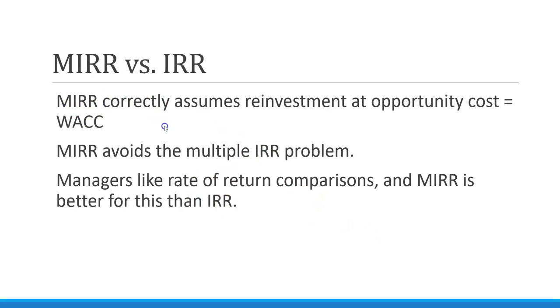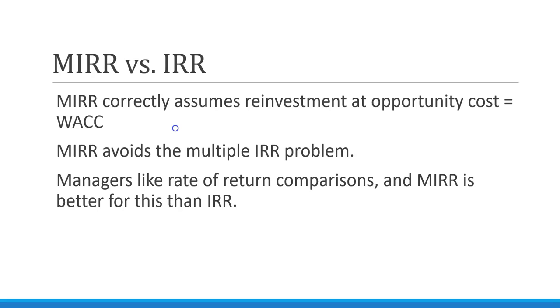Now, the modified internal rate of return assumes that the reinvestment is at our opportunity cost or our weighted average cost of capital, where the internal rate of return makes the assumption that we are reinvesting at the internal rate of return, which is not always the true information about a company's cash flows reinvestment. Modified internal rate of return also avoids the multiple internal rate of return problem when we have more than one negative cash flow in a series of cash flows.